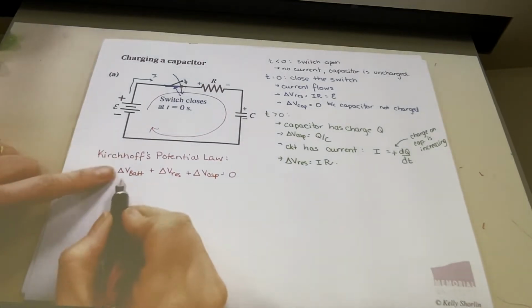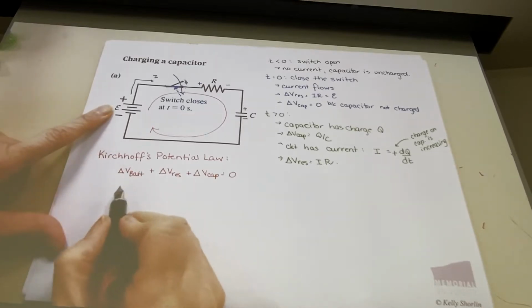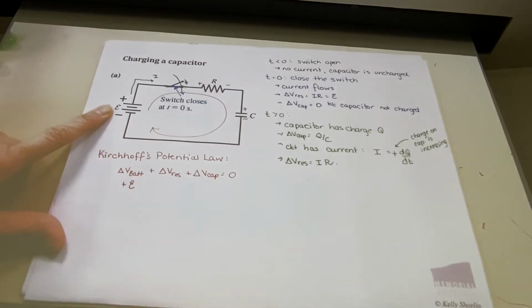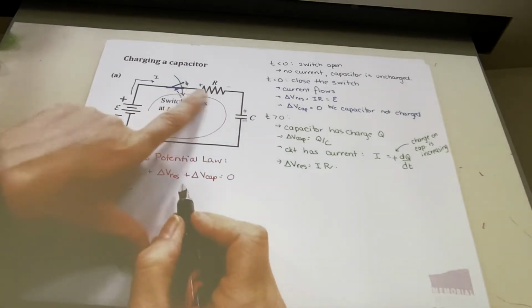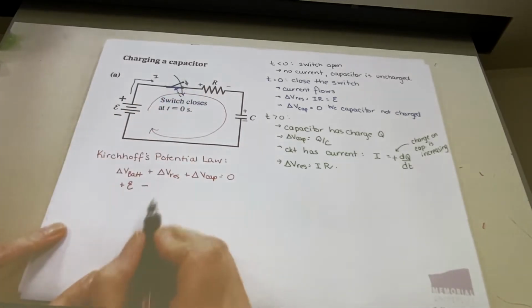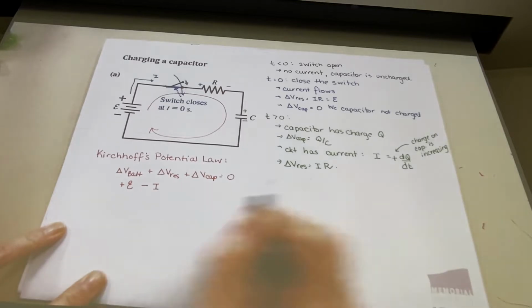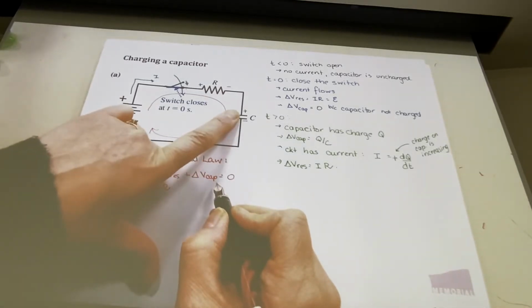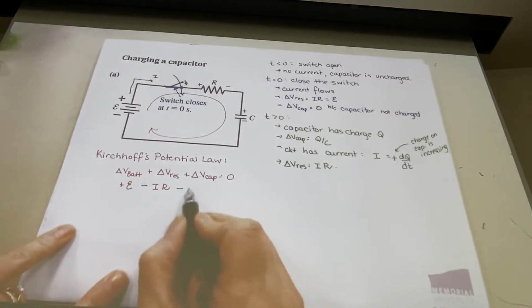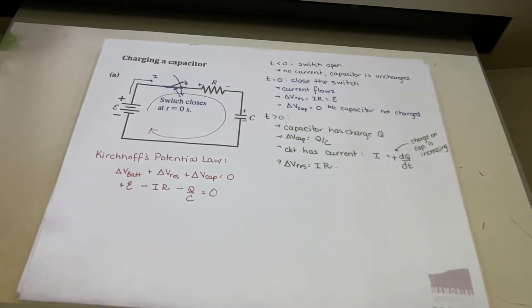The delta V of our battery is plus epsilon, where our battery supplies a potential or an EMF. For our resistor, we have a potential drop, so it's minus, and that potential is I times R. For our capacitor, again, we have a drop because we go from plus to minus, so minus Q over C equals 0. Are we good here?